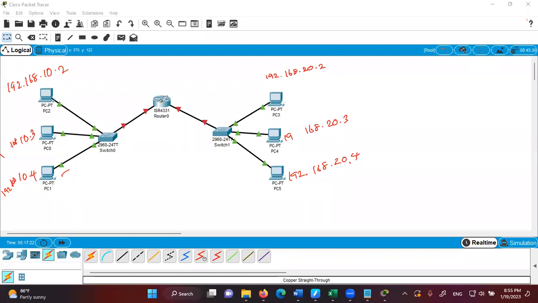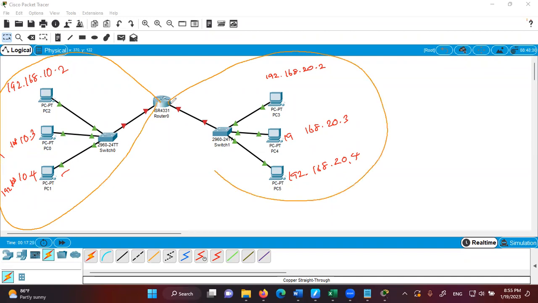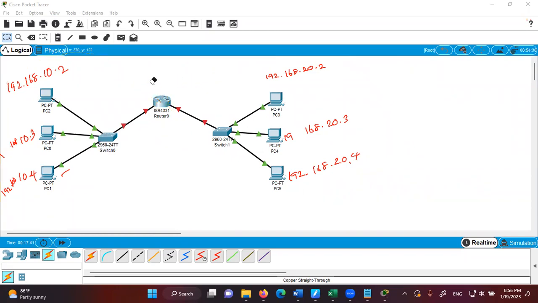So here we have one separate network and here we have another one. So this router is used to connect two separate networks together and allow them to communicate. Router එක පාවිච්චි කරන්න අපි ඒ වැඩේට. Children, in the router you can see this has two interfaces. මෙයාට තියෙන interface දෙකක්.